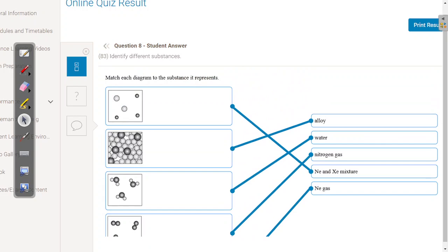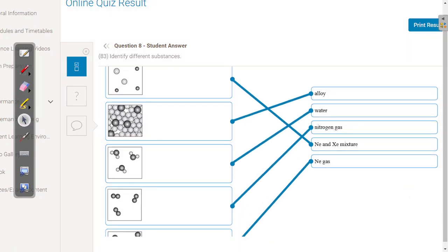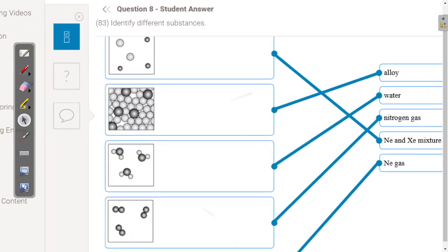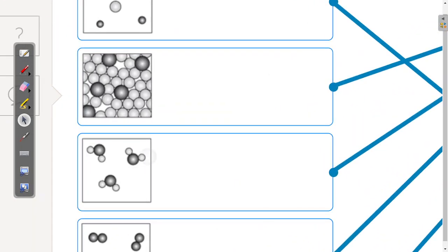Okay, for this one, the alloy is this one because it's tightly packed. It's a solid. For water, you know water is H2O, so it's going to be three particles. These are the oxygen and this is the hydrogen. So this is water.